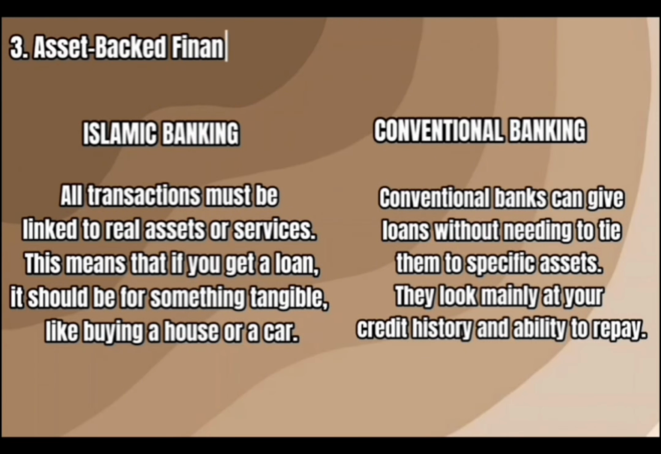3. Asset-backed financing. In Islamic banking, all transactions must be linked to real assets or services. This means that if you get a loan, it should be for something tangible, like buying a house or a car. While conventional banks can give loans without needing to tie them to specific assets, they look mainly at your credit history and ability to repay.